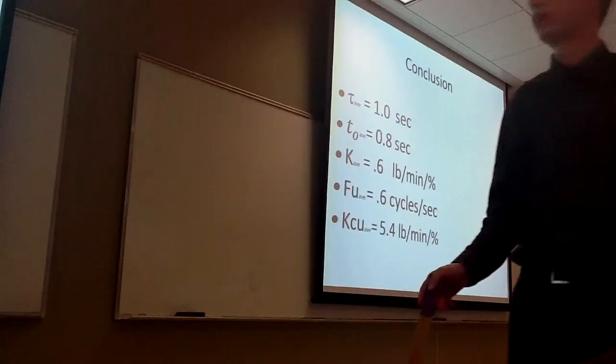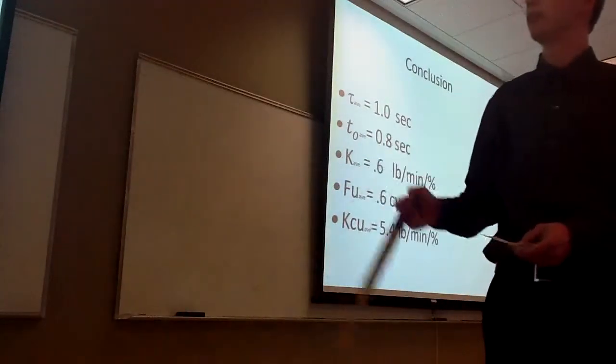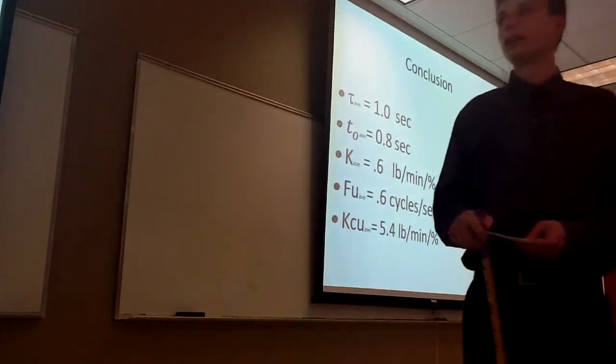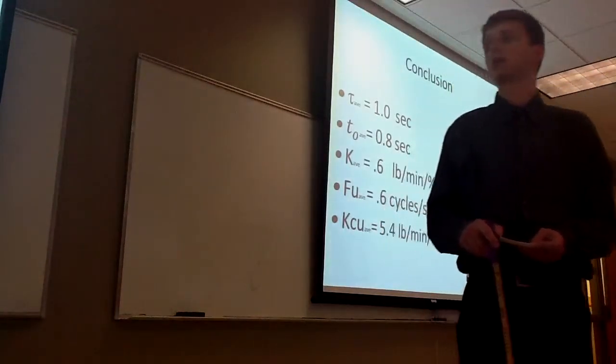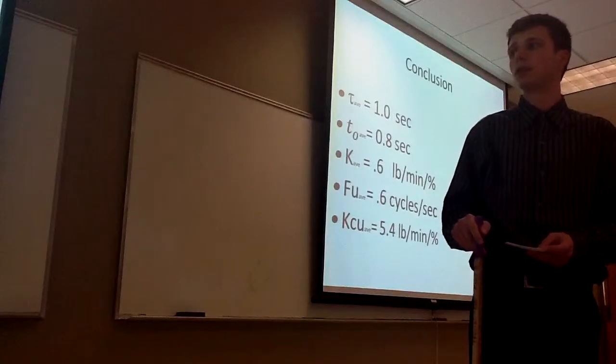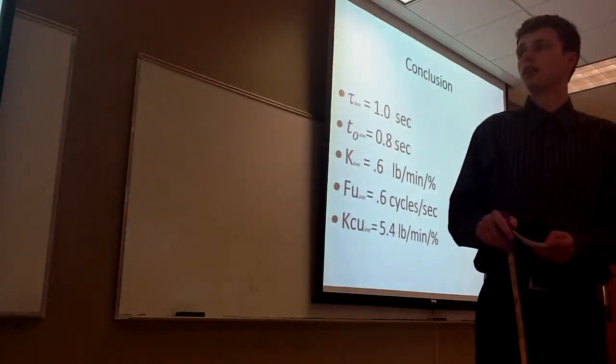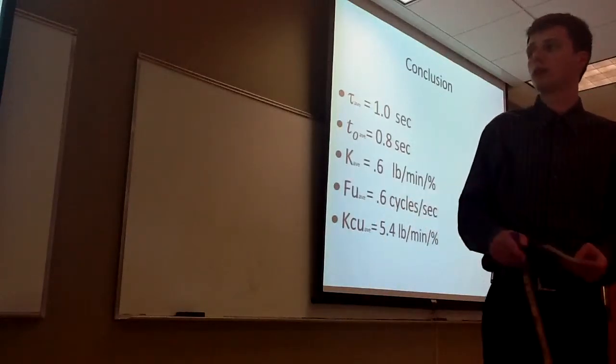So in conclusion, our tau average was 1 second. Our dead time average was 0.8 seconds. Our average gain was 0.6 pounds per minute per percent, and our frequency ultimate average was 0.6 cycles per second. Our KCU average was 5.4 pounds per minute per percent.